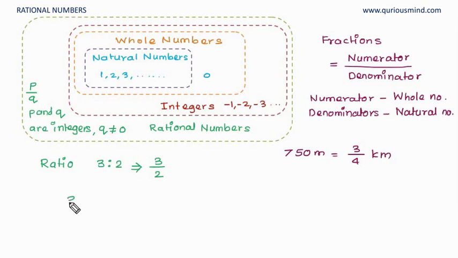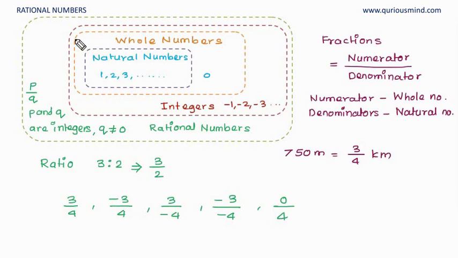So 3/4, minus 3/4, 3 upon minus 4, or minus 3 upon minus 4. These are all rational numbers. And even 0 upon 4 is also a rational number. But 4 upon 0 cannot be a rational number because Q cannot be 0.